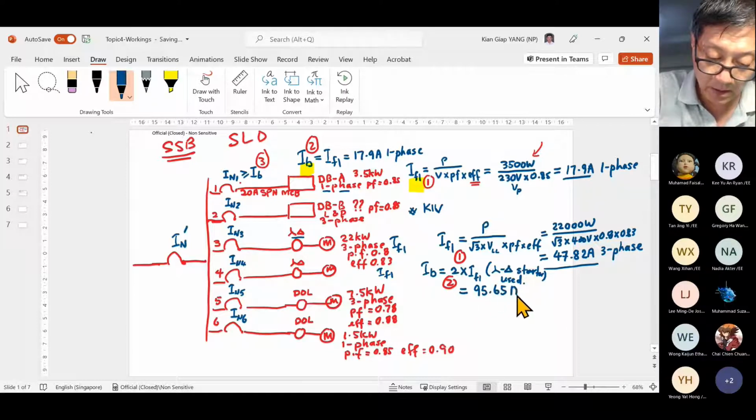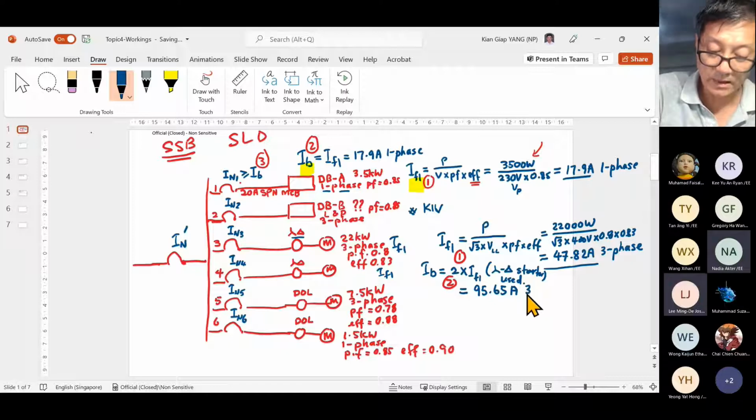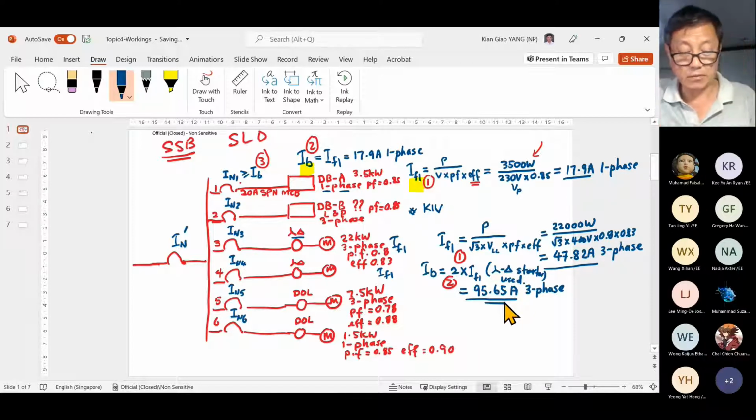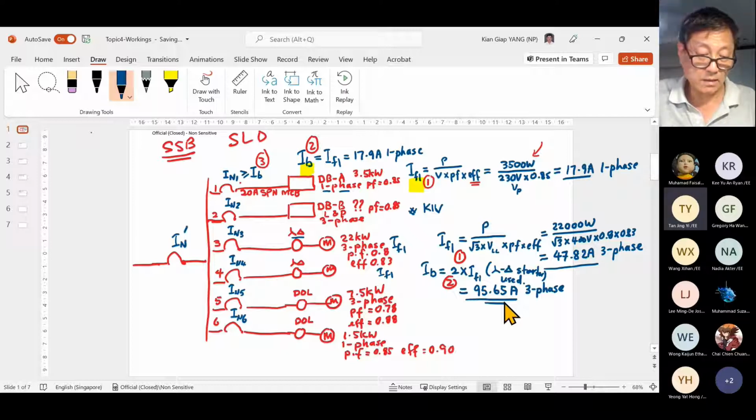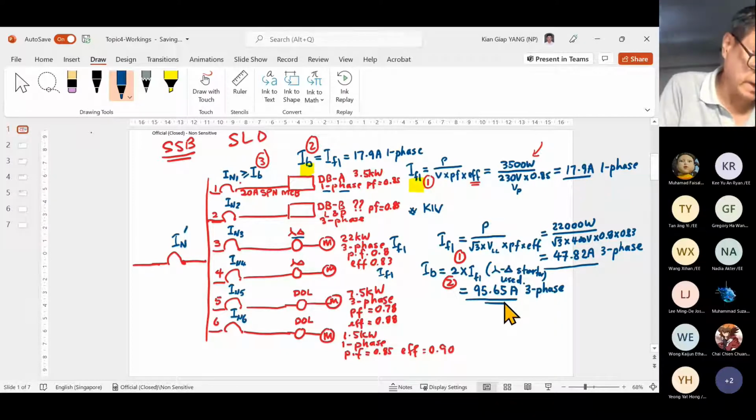95.65 ampere. 3-phase or single phase? 3-phase. Remember, this circuit is all 3-phase. So now I have done the second step. What is my final step? Anybody? The breaker, is it? Yeah, now I can find the value of my breaker. IN3 will be how much? 100. 100 ampere. Thank you.